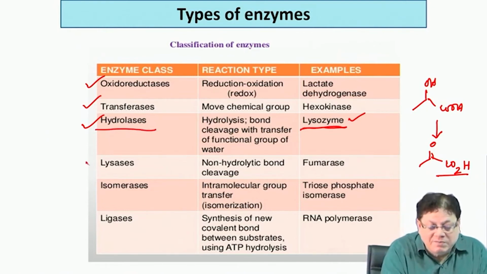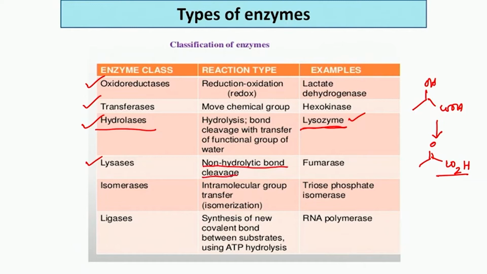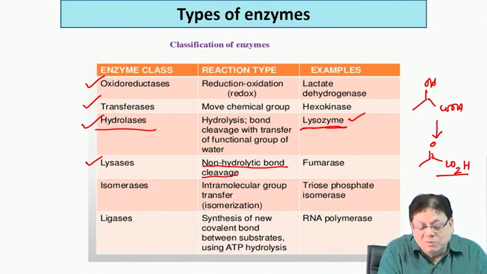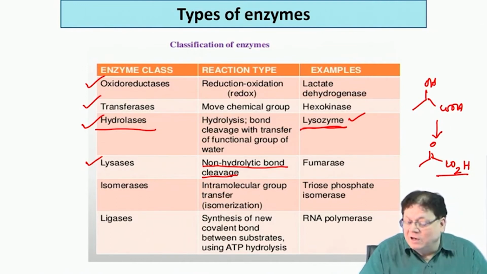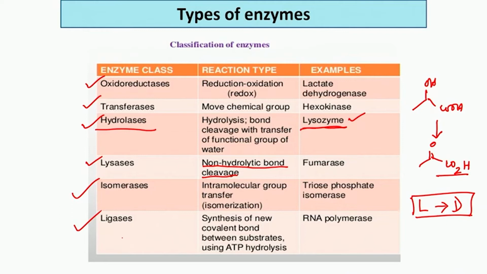Then you have lyase. Lyases are non-hydrolytic bond cleavage. If you have a bond cleavage which is done other than by water, then you have lyase type enzymes. Then you have isomerase. Isomerase is where there is some isomerization, like L to D conversion, an amino acid going from L to D, that is an isomerization reaction. And then finally, there is ligase. Ligase is basically joining two things together, like synthesis, that means synthesis of new covalent bonds between substrates.